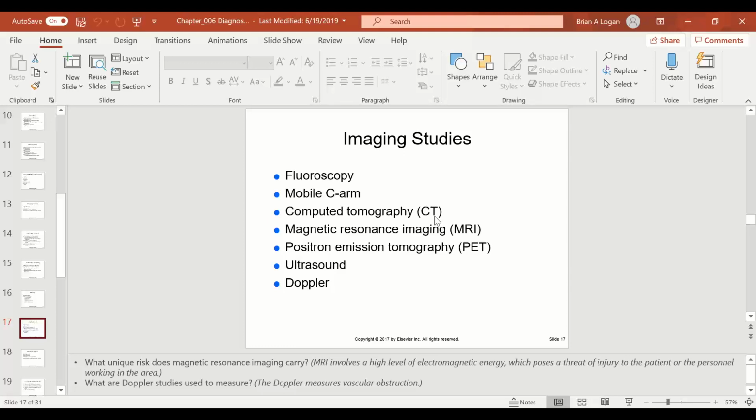Ultrasound. A lot of people, when you hear ultrasound, you think of pregnant women, right? Doing an ultrasound of the baby, but we can do an ultrasound anywhere on the body, just to give us an idea of what's going on inside. And then you have the Doppler. The Doppler uses sound. It's picking up sound waves.